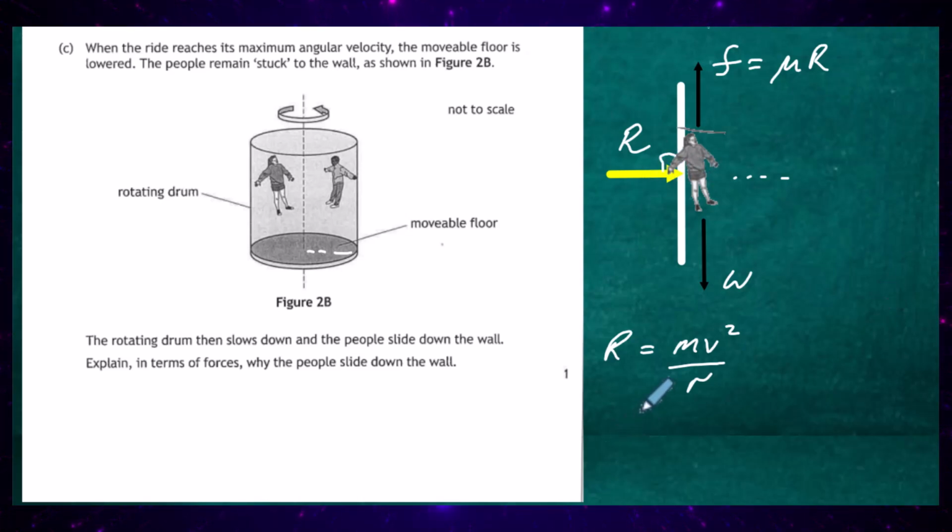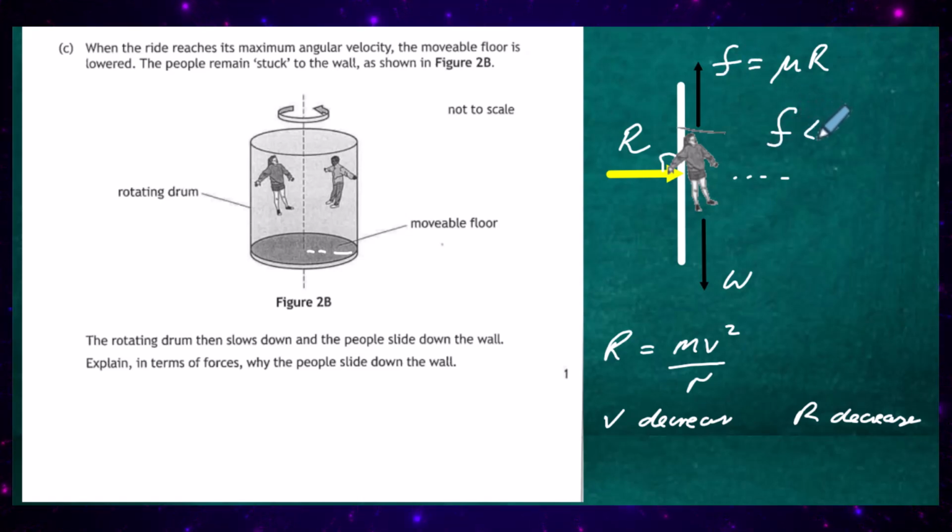Now we know that if the velocity decreases, then R is going to decrease. So if the velocity decreases, we're going to have a decrease in the push against the person's back. If that decreases, then this expression up here decreases, and you're going to get the frictional force decreasing. And if the frictional force becomes less than the weight, then you're going to have the girl accelerating down, sliding down the wall.